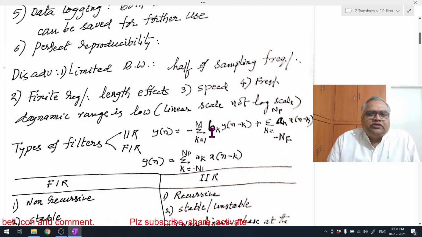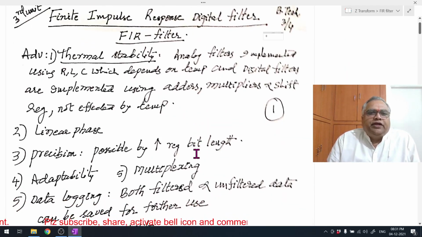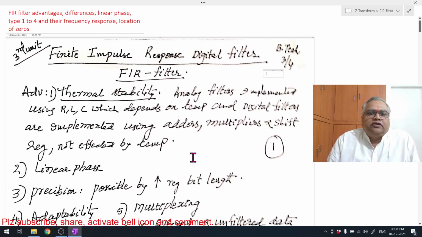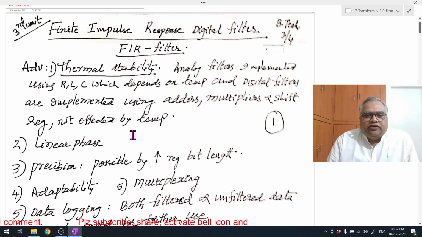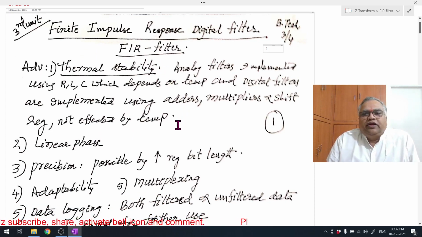And what is the difference in the difference equations? So this is just an introduction of FIR filter. Next class, we will focus more on why it is giving linear phase. Whatever points I have given, later you will understand the importance of FIR filter.